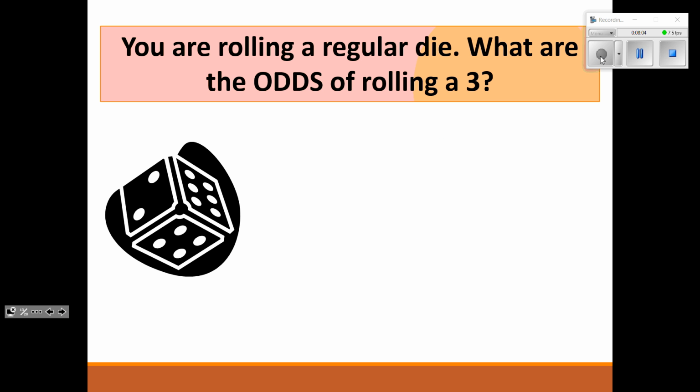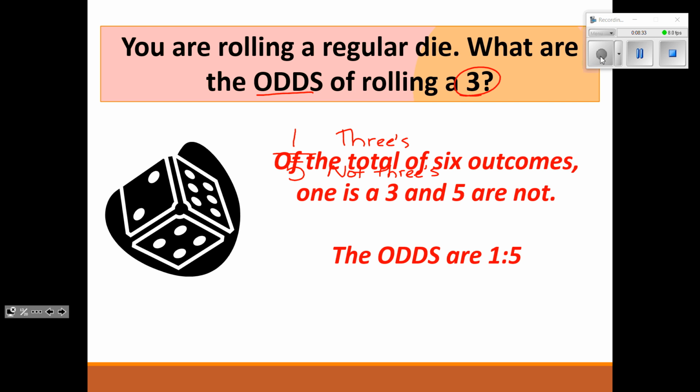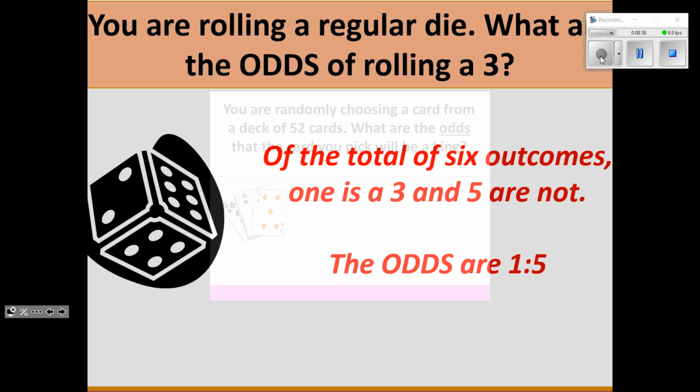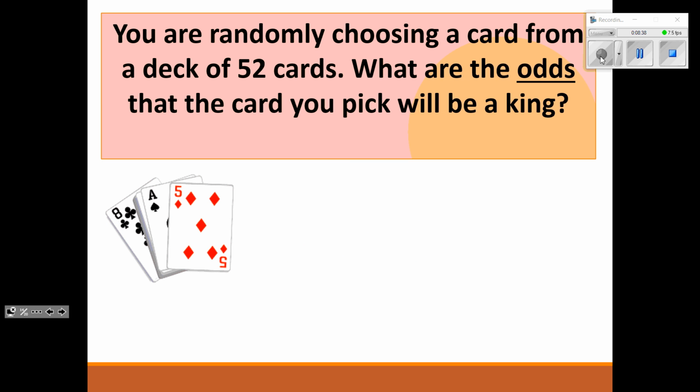You're rolling a regular dice. What are the odds of rolling a 3? So how many can be a 3? 1. And then on the bottom, how many are not a 3? Well, there are 6 sides altogether. One of them a 3. 5 are not 3s. This is called the unfavorable. So up here, these are our 3s. These are our not 3s. Favorable to non-favorable. So our odds are 1 to 5. And we just say 1 to 5. We do not turn that into a percentage.